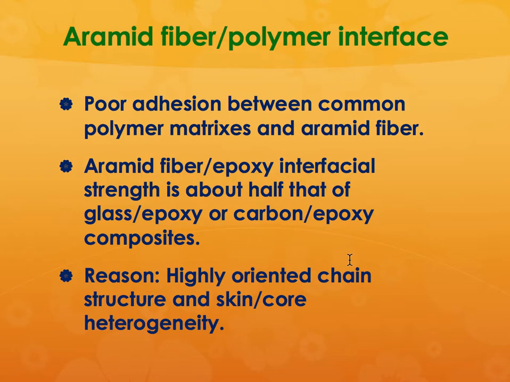For example, in the case of the aramid fiber epoxy, its interfacial strength is about half that of glass epoxy or carbon epoxy composites. Typically, carbon epoxy composite interfaces are much stronger than the other types of fibers and matrices. And the reason is that there is some amount of heterogeneity between the skin and the core, and the chain is also highly oriented. So if you break the chain, you cannot put it back together, or it doesn't really work well together.